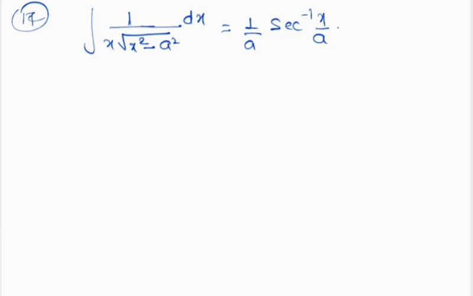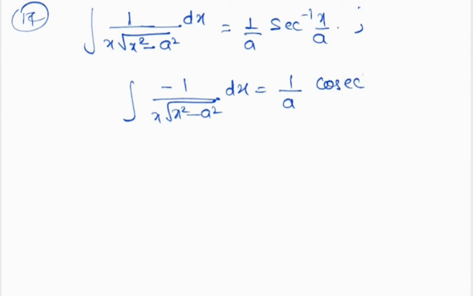Integration of 1 by x under root of x square minus a square dx is equal to 1 by a sec inverse of x by a, and integration of minus 1 by x under root of x square minus a square dx is 1 by a cosec inverse of x by a.